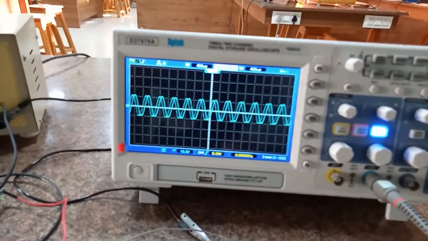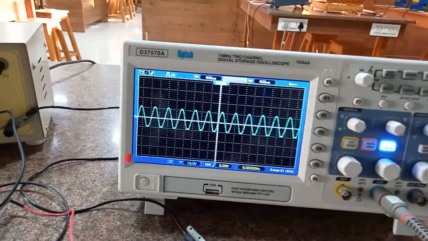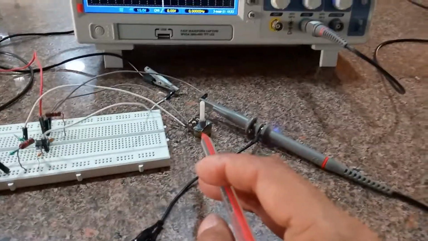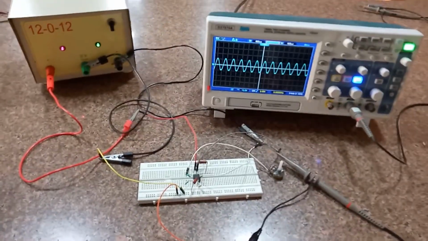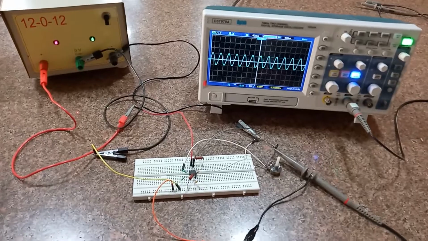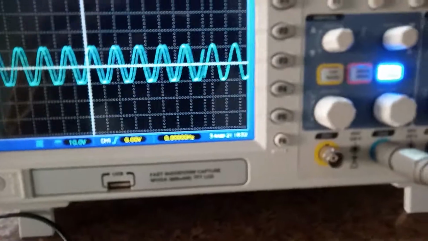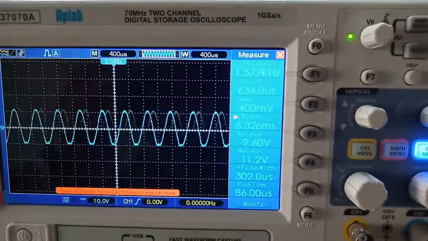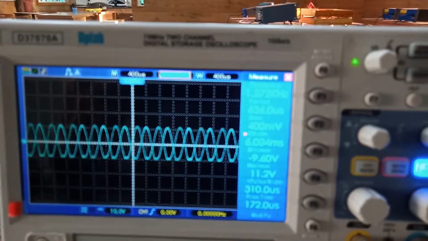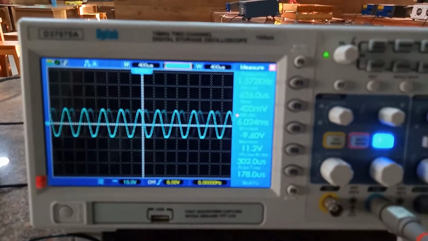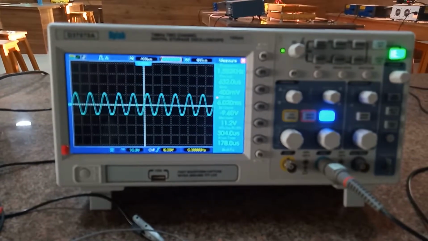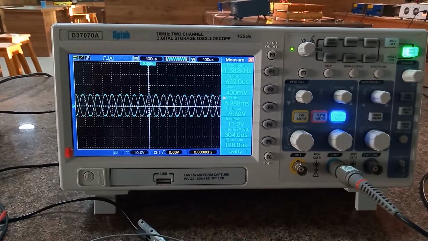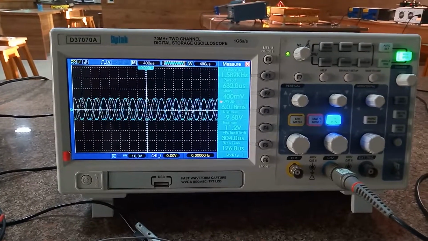As we know, we have to satisfy the Barkhausen criterion: K into Av has to be 1. So by adjusting this gain, we adjust the product of gain and feedback factor so that it equals 1. Over here we can also measure the frequency of this. What is the frequency of it? It's 1.58 kilohertz. This is the practical value.